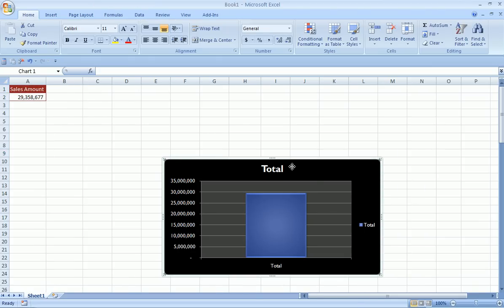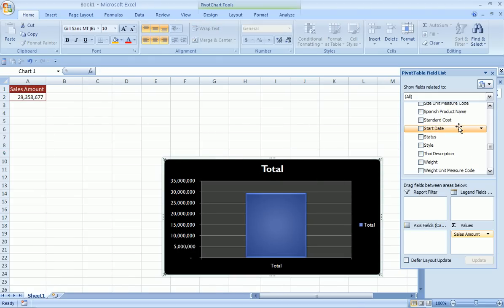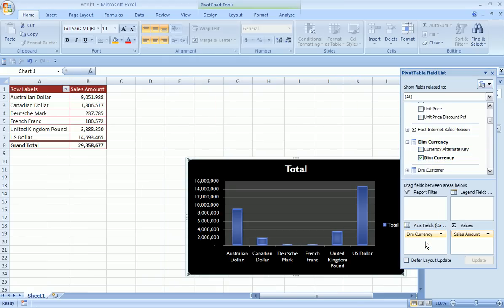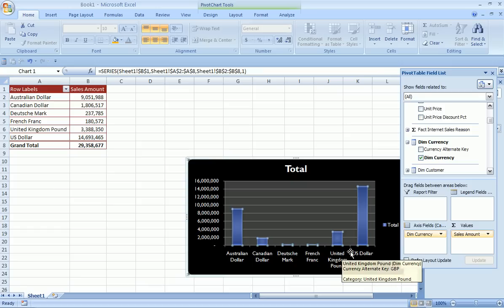So basically what I'm trying to show is that you have instant reports anytime you want them, and it could be a cube for the marketing department, or a cube for the finance department. We can also put in currency. And we'll deduce that most of our sales amount comes in US dollars, or Australian, or Canadian, or Dutch, and the UK seems to be bringing in some amount of money.